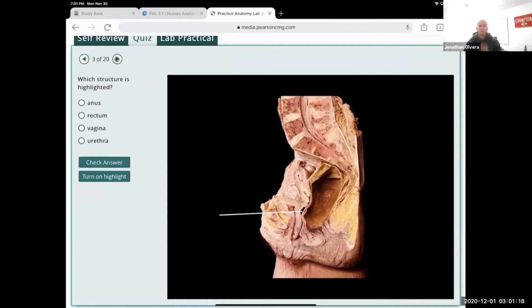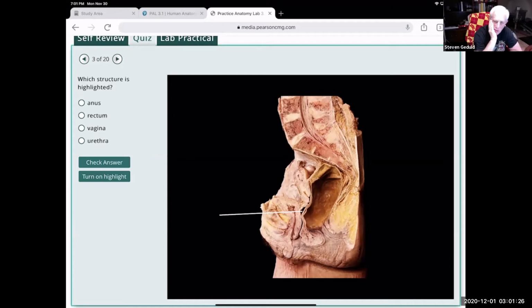Okay. What is that pointing to? The vagina. Okay, that's the opening down it right into the uterus, right? Because here's the uterus. Here's a urinary bladder, urethra. So the opening into the uterus is the vagina.